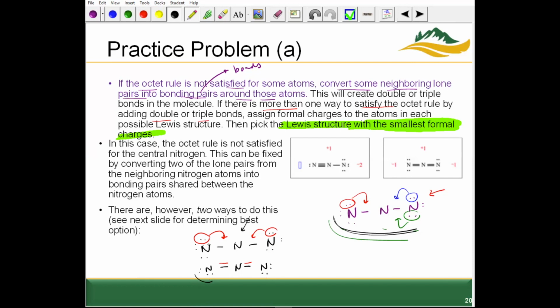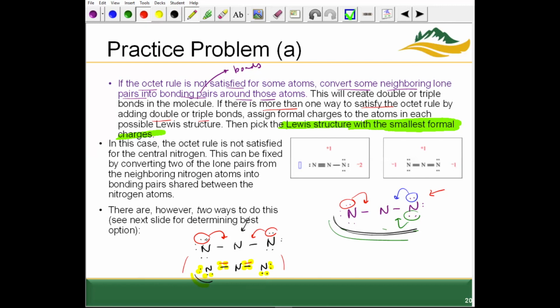Let's see. 1, 2, 3, 4, 5, 6, 7, 8. So yes, this one is all set. Then the central nitrogen, 1 through 8. This nitrogen on the right, because it's symmetric, will look like this one. So 1 through 8. So this structure is definitely a viable option.